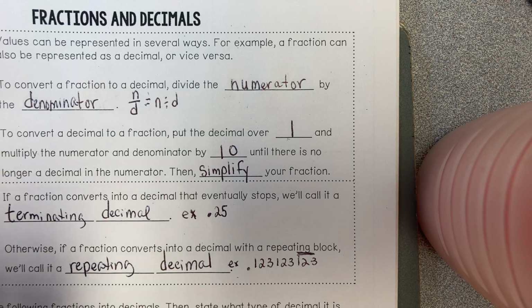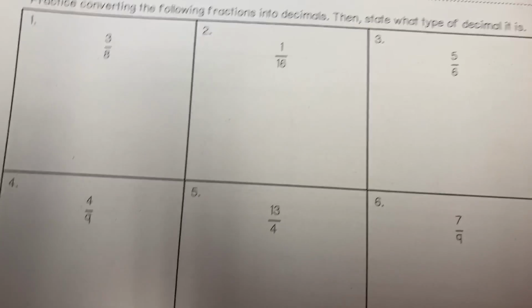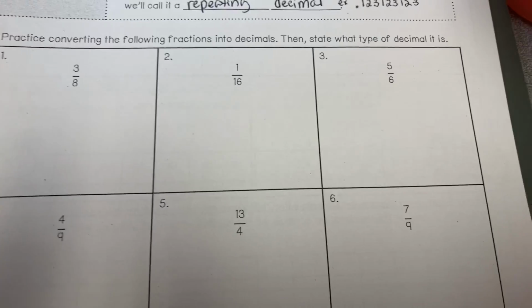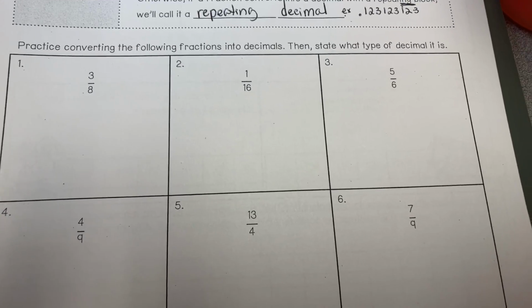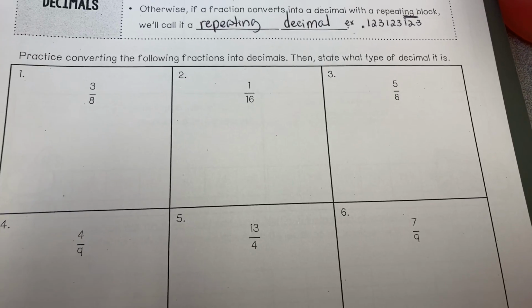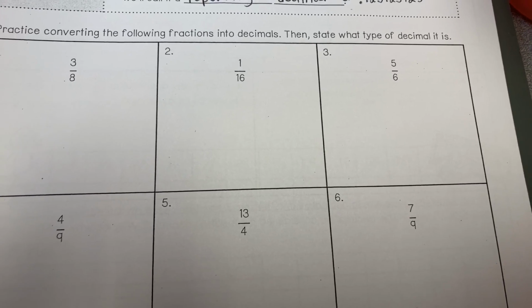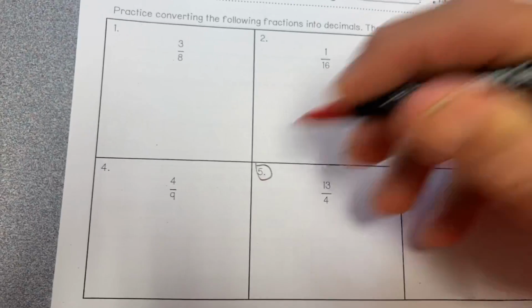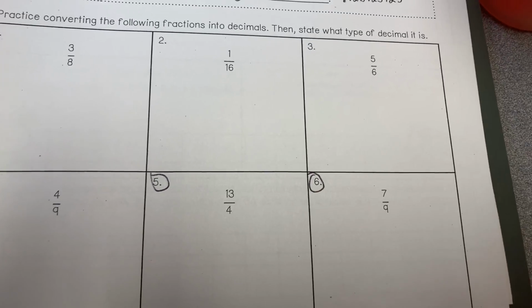Now, I'm going to go up to the board. I'm going to go down here to the bottom, okay? On the board, I'm going to do examples 1, 2, 3, and 4. If you look in our directions, these are our fractions to decimals examples. It says, practice converting the following fractions into decimals, then state what type of decimal it is. I'm going to do 1, 2, 3, and 4, okay? Then I want you to circle 5 and 6. These are going to be the examples you try for me before Friday, okay?